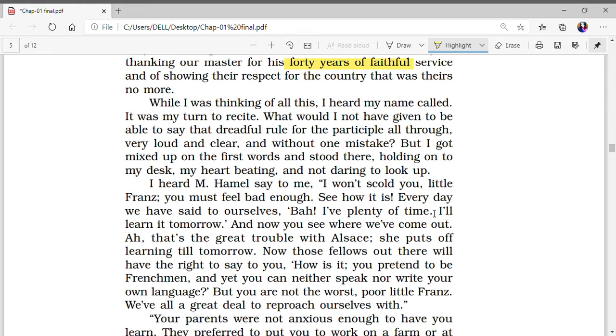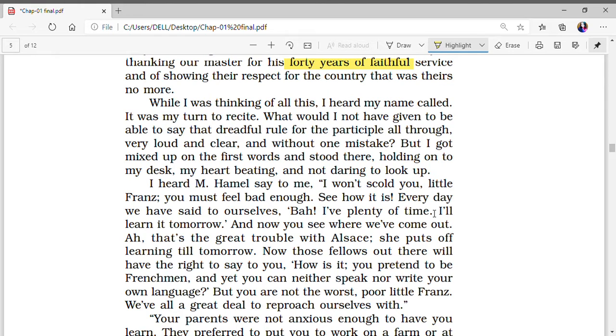It was my turn to recite. Okay, so Franz is lost in his thoughts of what will happen now and what had actually happened, and all of a sudden his name is called. What would I not have given to be able to say that dreadful rule for participles all through, very loud and clear and without one mistake. So with all his might he wanted to read those rules of participles very loud, clearly, in a very good manner. He wanted to recite them, but then he couldn't do that, okay, because he was unprepared.